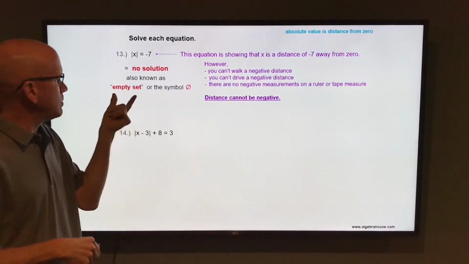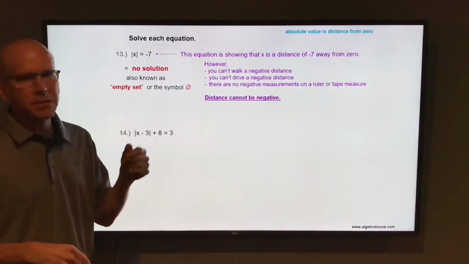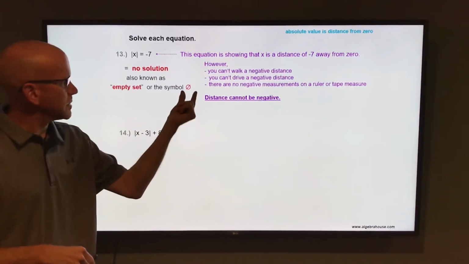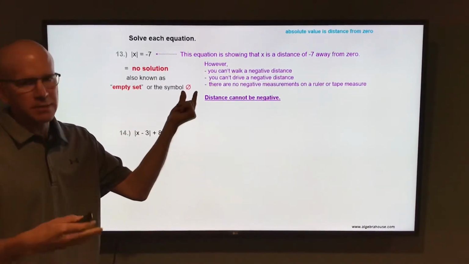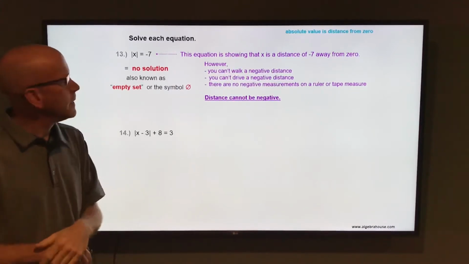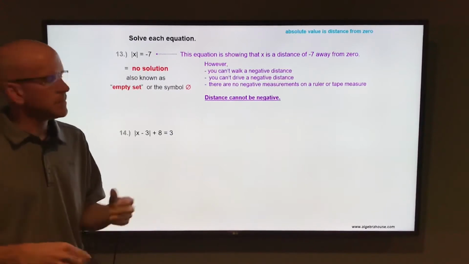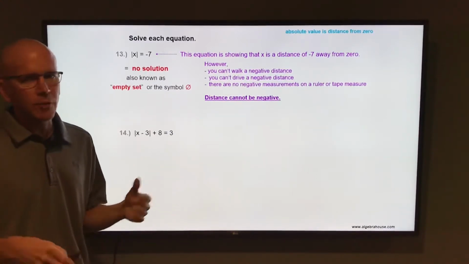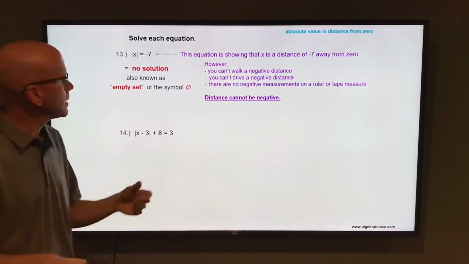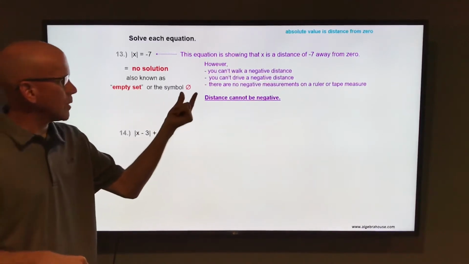Another way to write it would be as saying empty set, or even with this symbol, which means that's the empty set symbol. So saying that the distance that x is from 0 is negative 7, there is no solution. There's no value for x that you can put in to make a true statement. You could say empty set or represent it with this symbol.